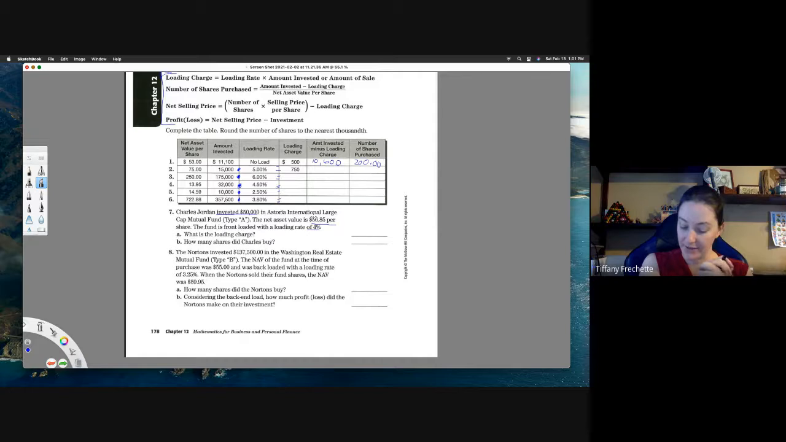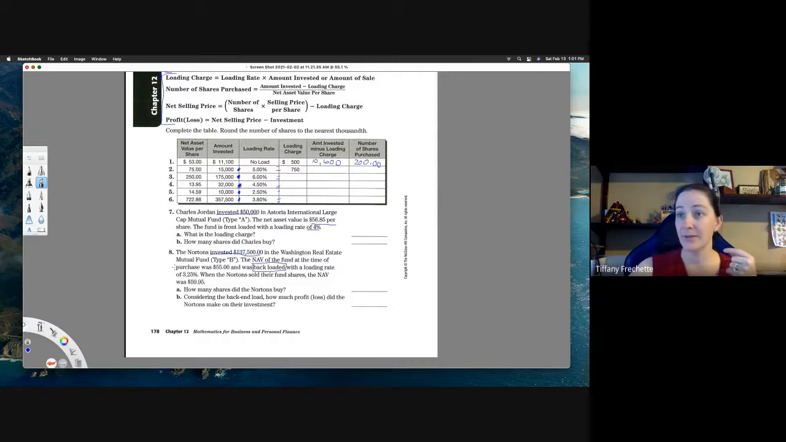So the NAV of the fund at the time of purchase was $55 and was backloaded with a loading rate of 3.25%. When the Nortons sold their shares, the NAV was $59.95. So lots of information here. So we know how much they invested. We know that it's Type B, which means that they are backloaded. We're not going to pay that fee yet. We're going to pay it when we sell it.